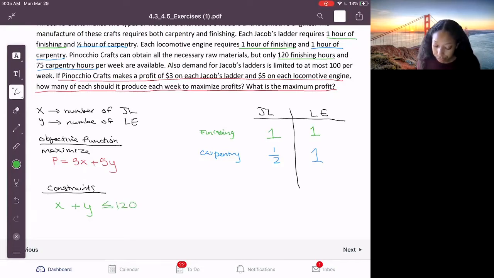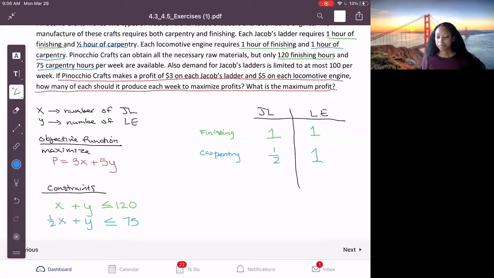For the carpentry, 1/2 x plus 1y, we have 75 hours. So you can use less than or equal to 75 here.